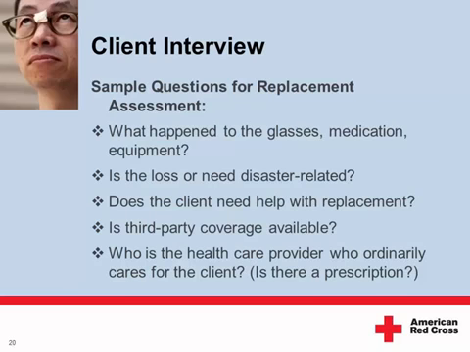So what happened to the equipment? Is it disaster related? Do they need some help? Do we have third-party coverage? Who is your normal provider? Those kind of things can help you work with the client to figure out how we get this fixed.